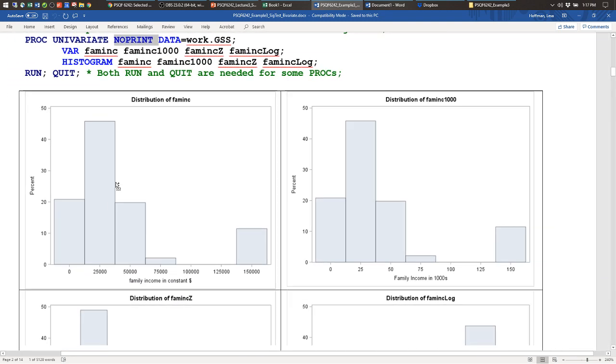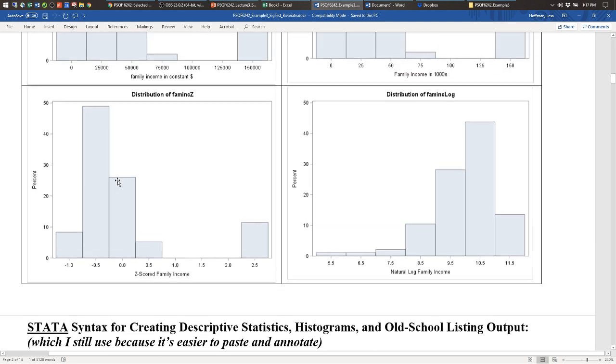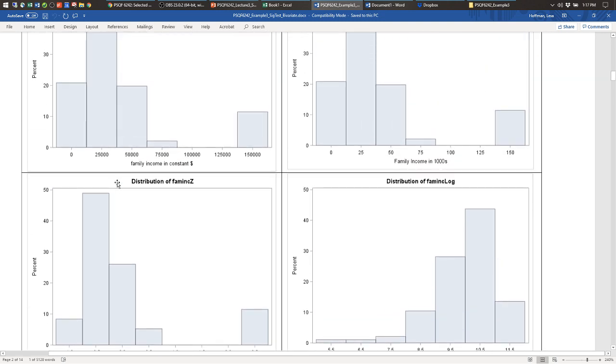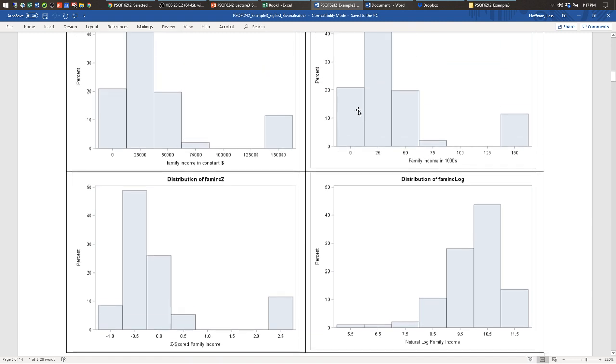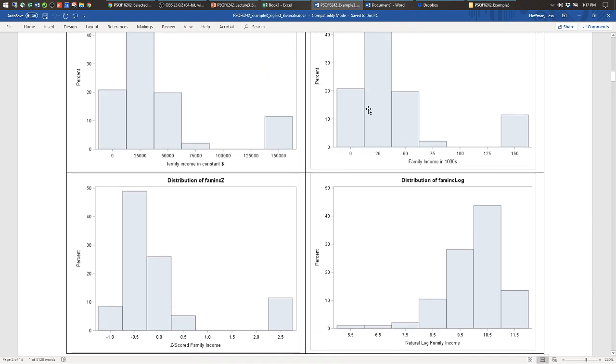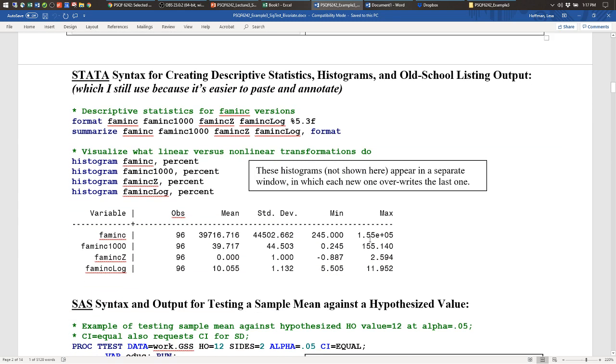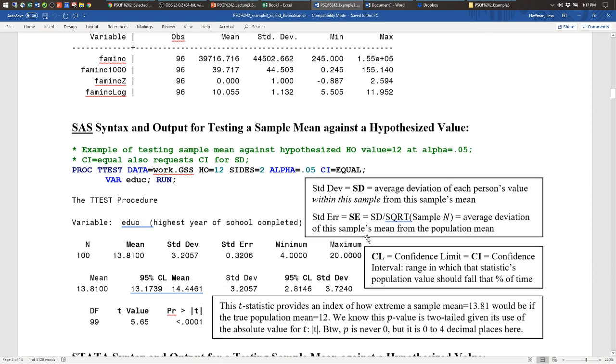So I think this is the point where we got a little past this part, but one of these things is not like the other, right? Natural log is the one that's different. It takes the bottom section of family income and spreads it out, and it takes the top section and makes it closer to the rest. So it's a stretching and shrinking. All right, there's the Stata version.